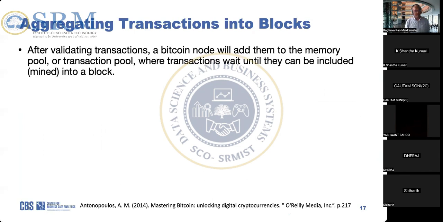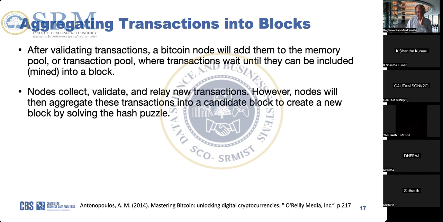So how do they put the transactions into the block? After validating all the transactions, a Bitcoin node will add them to the memory pool. We call this the memory pool. You can think of it as a kind of list containing all the valid transactions, which is also normally called the transaction pool, where the transactions will wait until they are included in a block.